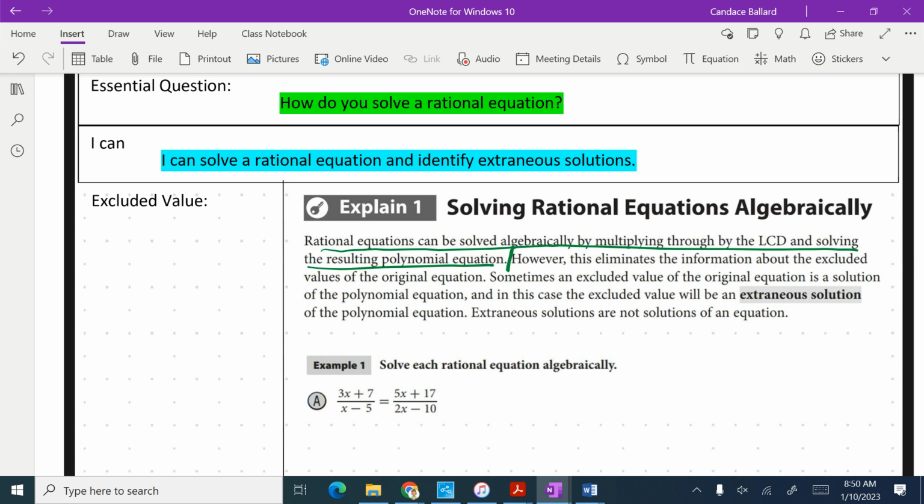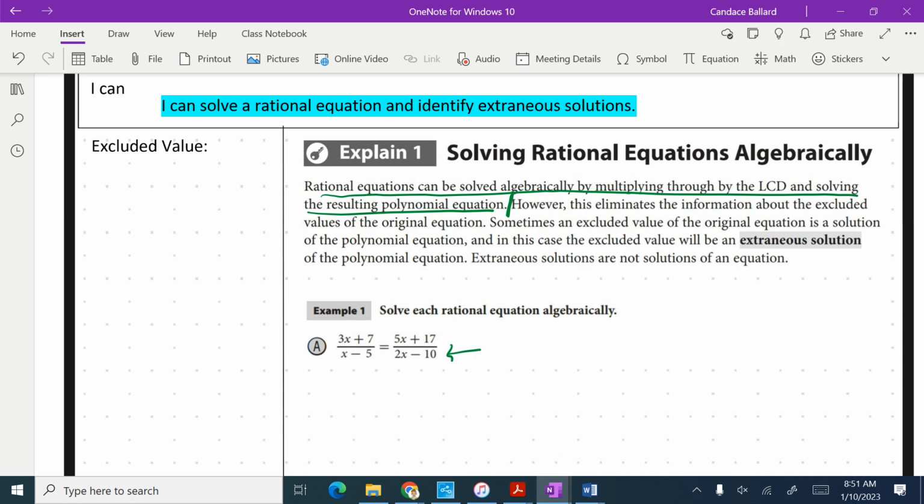It goes on to talk about the excluded value, which is some vocabulary I didn't teach you the last couple of lessons, so we're going to talk about it really quick right now. There is one number out there that we are never allowed to divide by. What are we never allowed to divide by? Yeah, we can't divide by 0. So if I get an answer that would make a denominator 0, I can't have that as an answer. That's what an excluded value is.